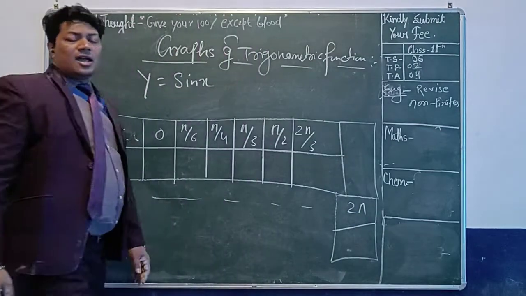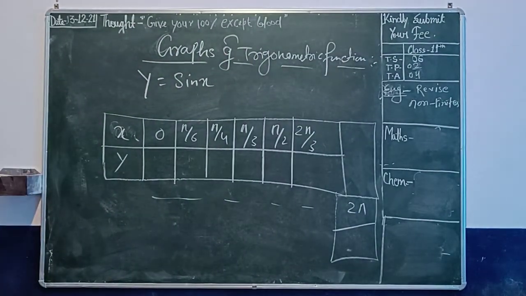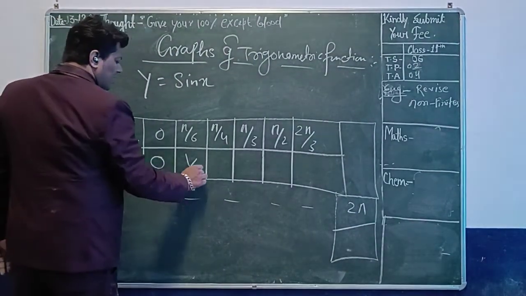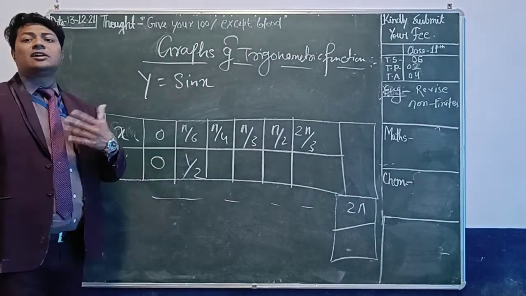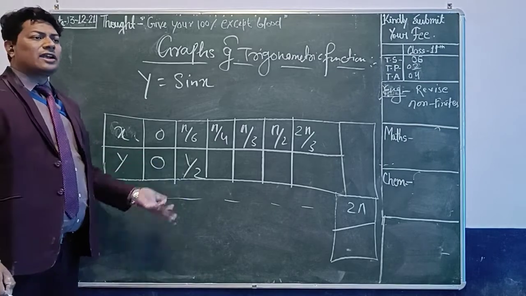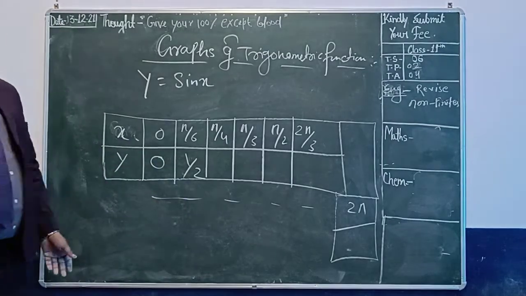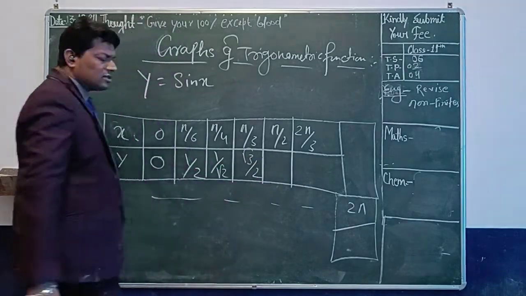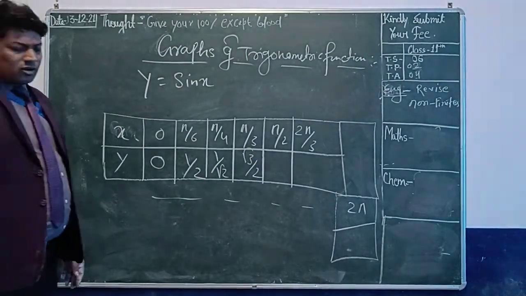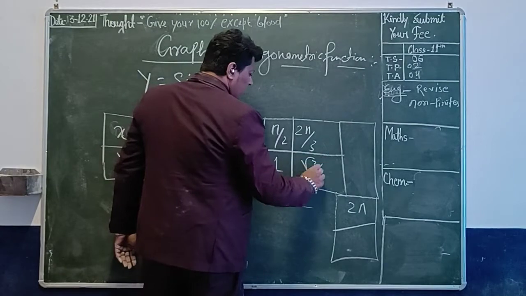You will get different values. Here you are getting 0. Here we are getting 1 by 2. Pi by 6 is 180 by 6, that is 30 degrees. Sin 30 gives 1 by 2. In the same way you get 1 upon root 2, root 3 by 2. Is it clear? Sin 90 is 1.